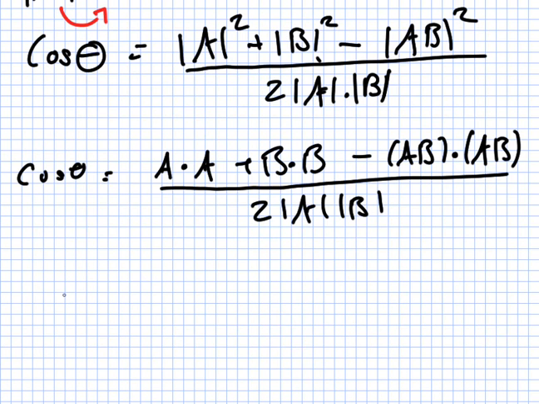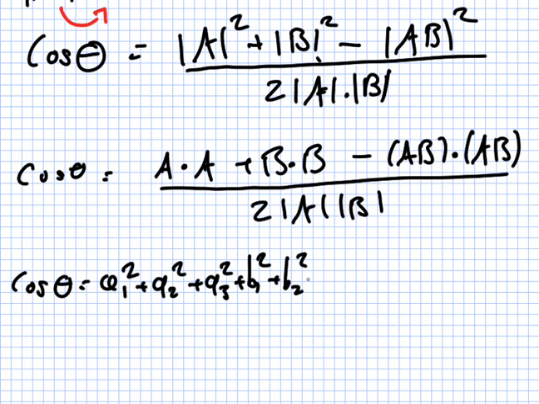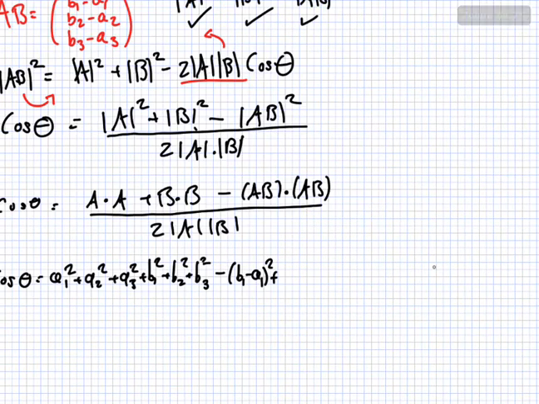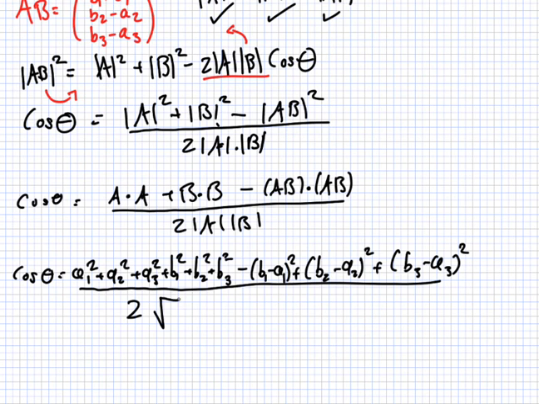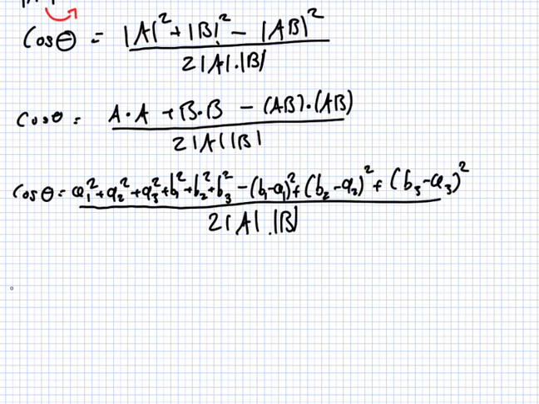Okay, so let's start putting in terms here. So cos theta equals A1 squared plus A2 squared plus A3 squared plus B1 squared plus B2 squared plus B3 squared minus (B1 minus A1) squared plus (B2 minus A2) squared plus (B3 minus A3) squared all over 2 square root A1 squared plus, you know what, I'm just going to leave it for the moment as 2 magnitude A magnitude B. Okay, now on the top we can expand.